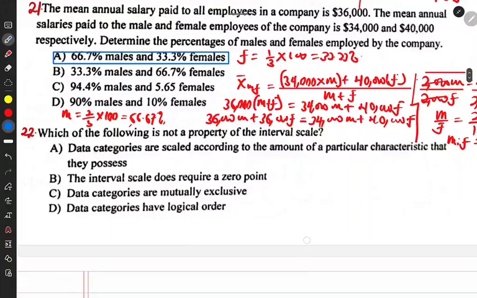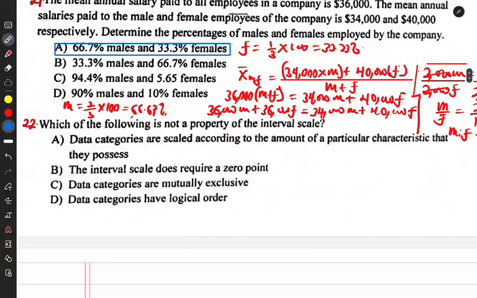Now question number 22. Which of the following is not a property of interval scale? So interval scale incorporates all the properties of the nominal scale and then ordinal scale, right? But when it comes to interval scale, you don't have the starting point. We don't have the starting point or the ending point. So there is no 0 point to interval scale.